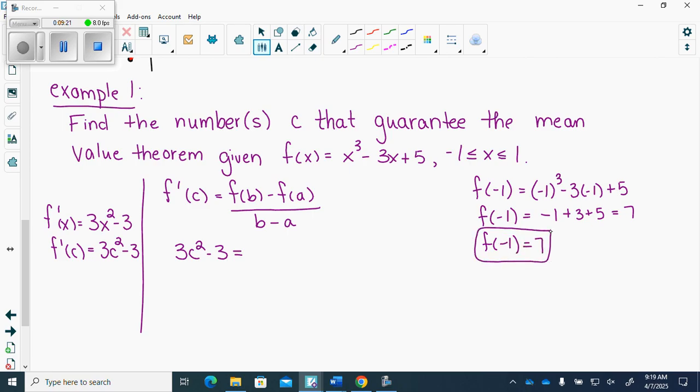It's my one coordinate. And I have to find f of 1 equals 1 cubed minus 3 times 1 plus 5. So f of 1 equals 1 minus 3 plus 5, which equals 3.